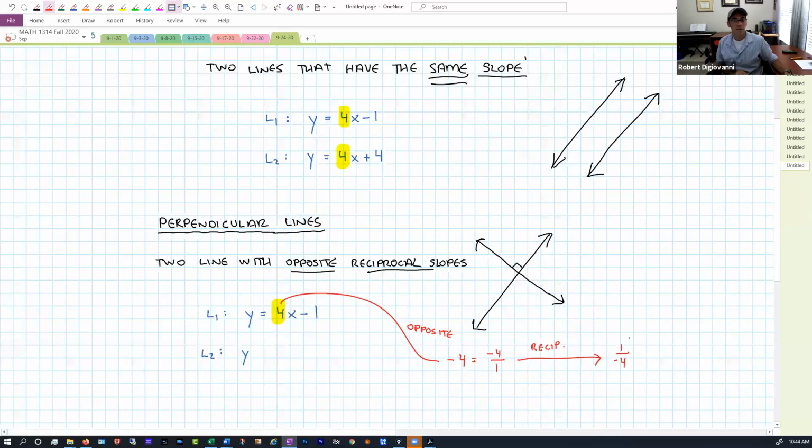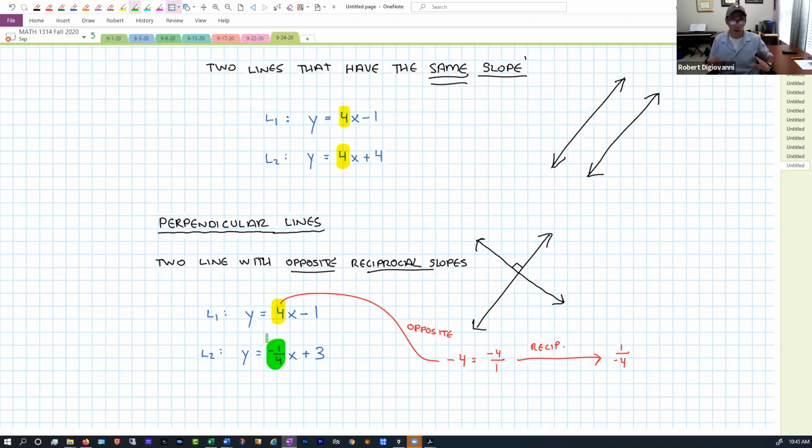That makes sense? Change the sign, make the opposite. So 4 went to -4, and then take that as a fraction and flip it over. And that is what the slope of this line would have to be. This would have to be -1/4x. And then this part could be anything, +3 or whatever you want. But that slope right there is the negative or opposite reciprocal of the original one.